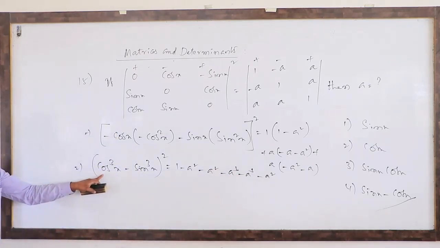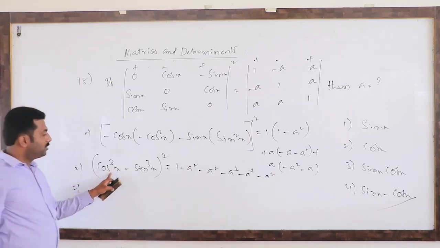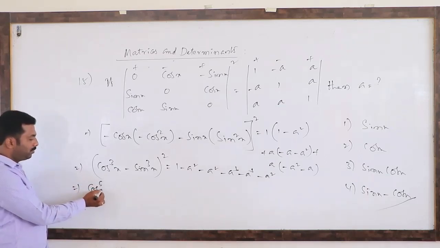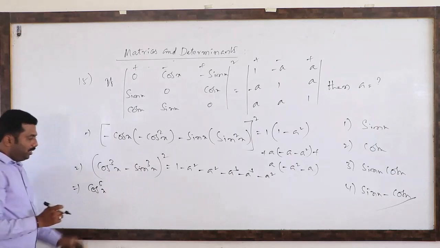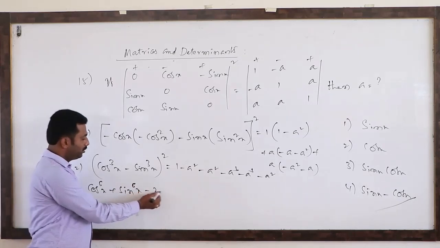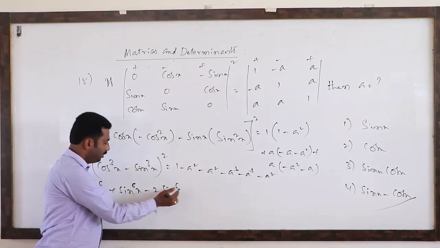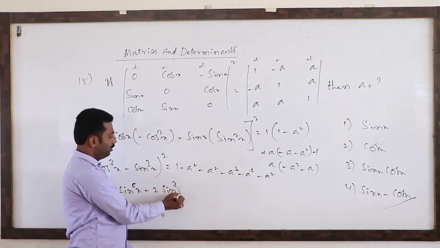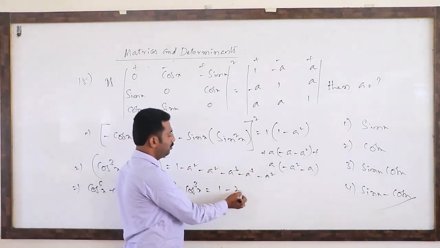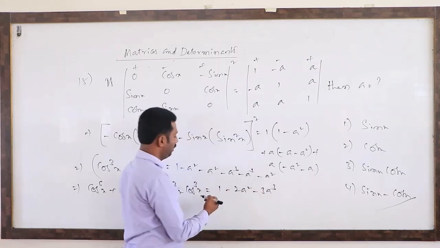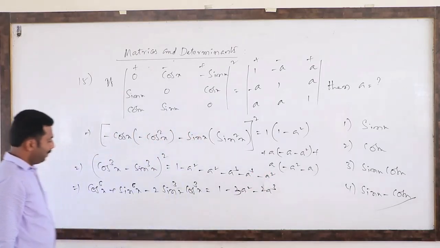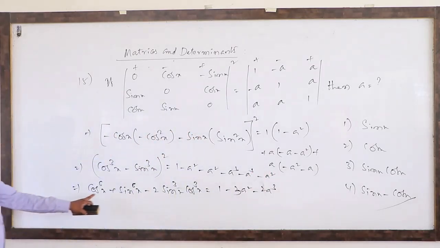So this one also we have to express like that only. Cos cube, meaning a minus b whole cube formula, sorry, a minus b whole square: a square plus b square minus 2 into sin cube x into cos cube x equal to 1 minus 2a square minus 3a square minus 2a cube. So you observe again.